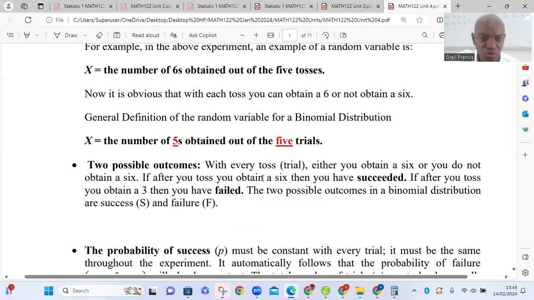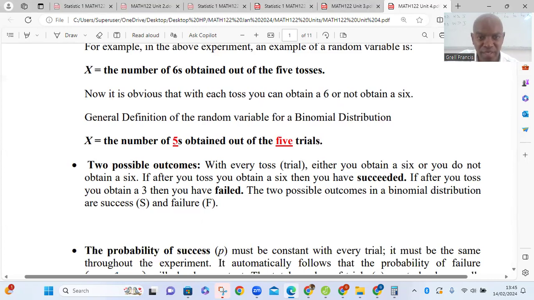If after you toss you obtain a 6, then you have succeeded. If after you toss, you obtain a 3, then you have failed in obtaining a 6, yes? Because remember, your random variable was defined to be the number of 6s obtained. The two possible outcomes in a binomial distribution are success S and failure F.